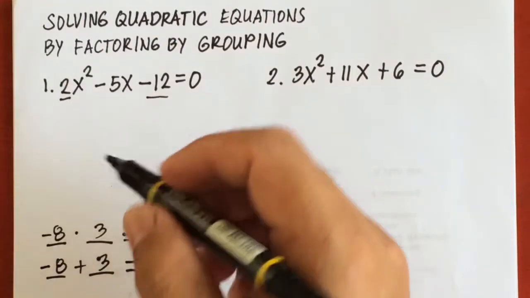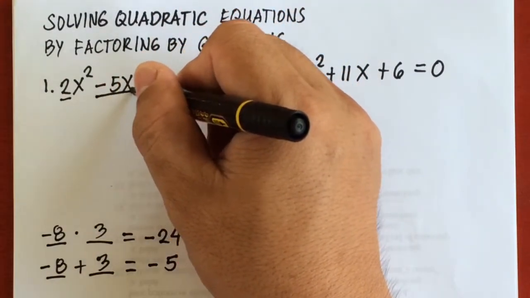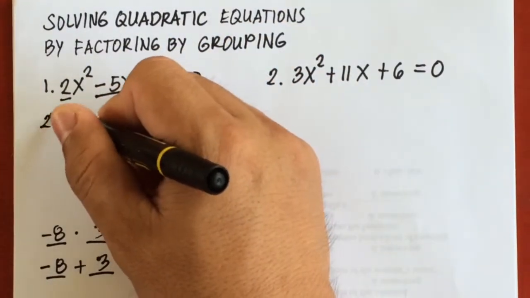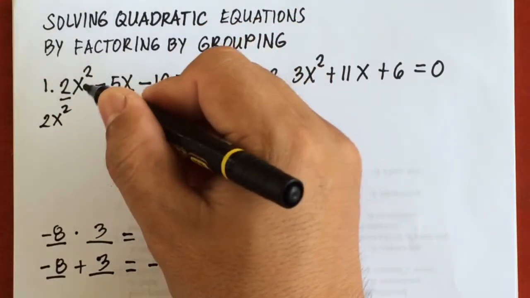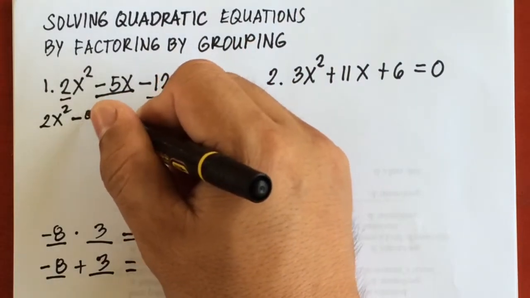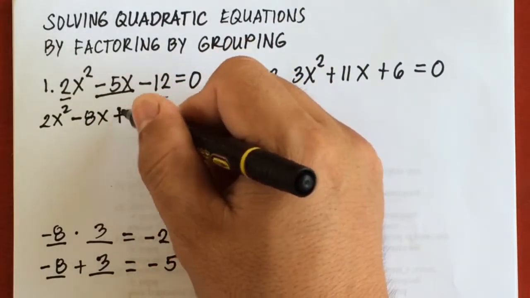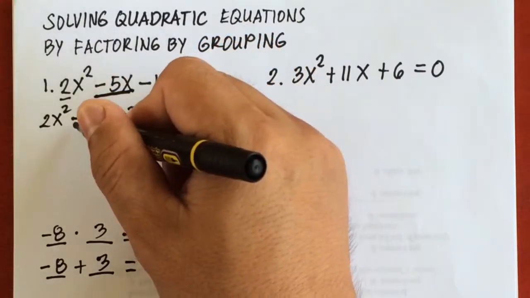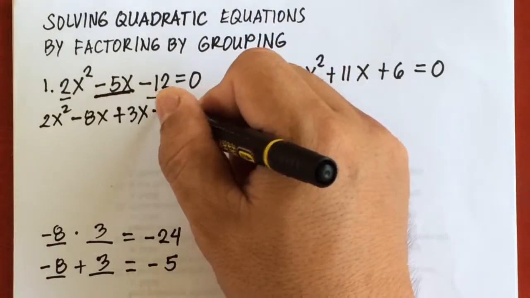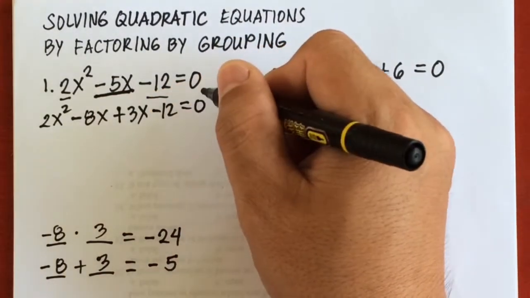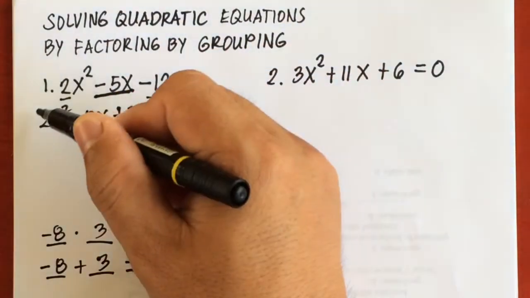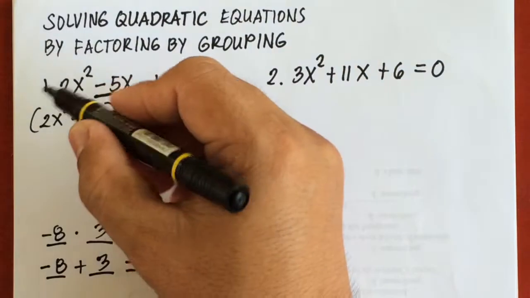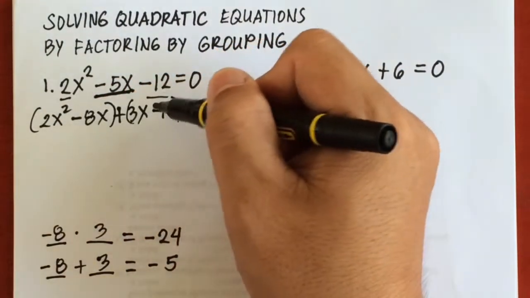So what we're going to do here is rewrite negative 5x with those two numbers. So we're going to have here 2x squared, then minus 8x, then plus 3x. So we just write negative 5x as negative 8x plus 3x, then minus 12 equals 0. Then next, we're going to group the first two terms and the last two terms. So 2x squared minus 8x and 3x minus 12.